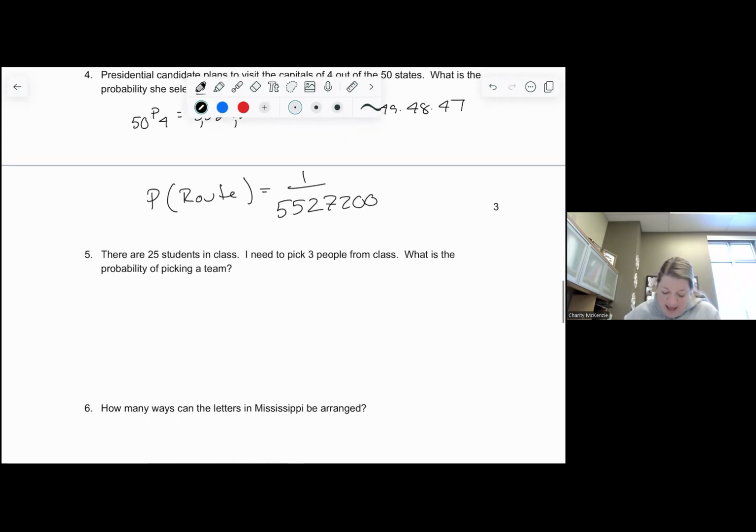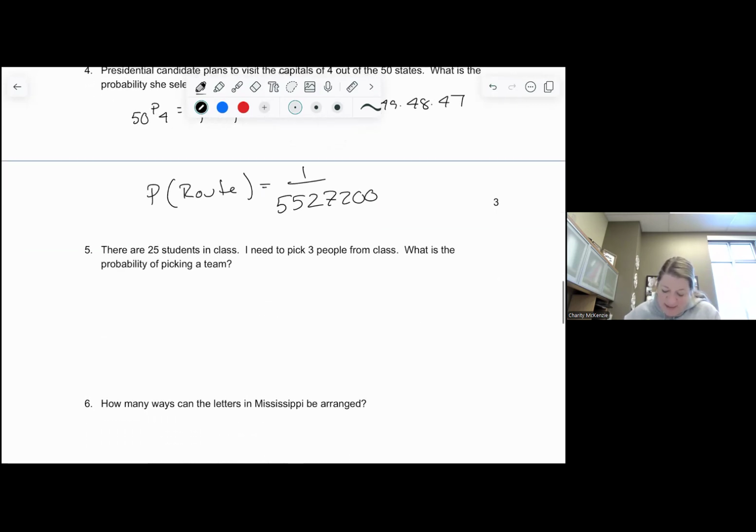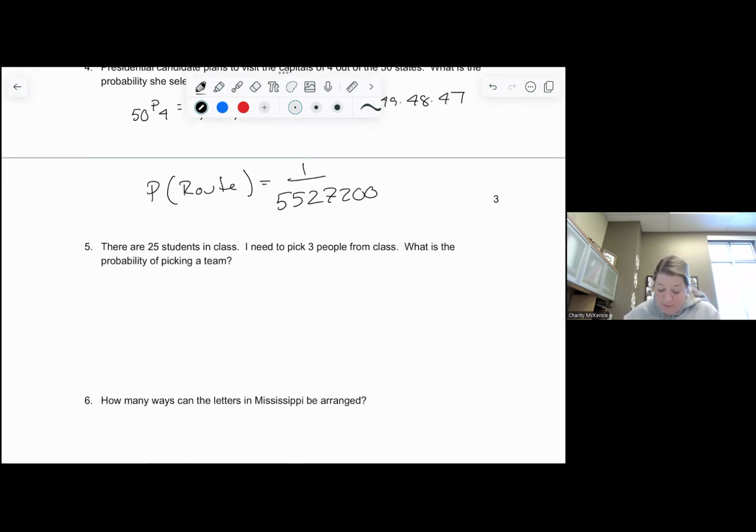Okay, question 5. There are 25 students in class. I need to pick 3 people from the class. What is the probability of picking a team? So we're picking a team of 3 people. That's not worded the best, but with this one, we don't have a specific order. We just need three, like a committee, a group of people. So it's a combination. So 25 choose 3. It's a combination, so we can just do that straightforward.